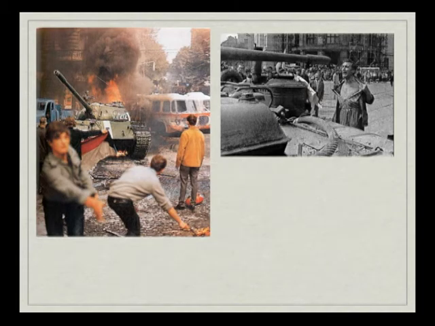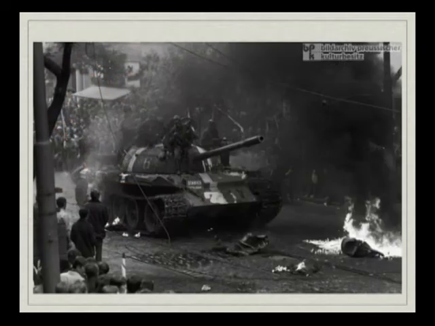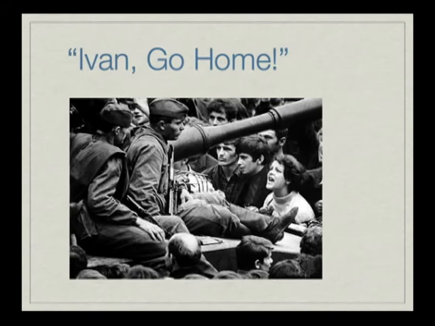There's one guy pulling what we saw in the Tiananmen Square incident, where the Chinese man stood in front of the Chinese tanks. Here's the guy doing the same thing in Wenceslas Square on the right. Would we have the courage to do something like that? That's the kind of thing you have to ask yourself. This woman is still around today, and that's exactly what she said: Ivan, go home.